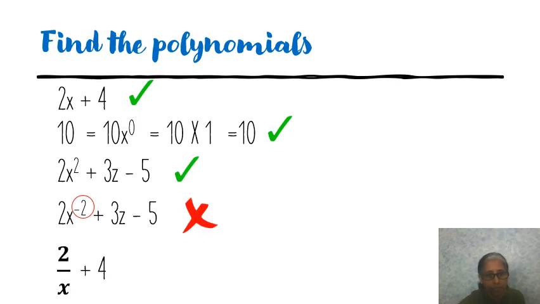The next one is 2 by x plus 4. Is this a polynomial? x is coming in the denominator. So, when you rewrite this, you get 2x to the power minus 1 plus 4. So, what is the exponent for x? It is minus 1 and therefore this is not a polynomial. Is that clear?